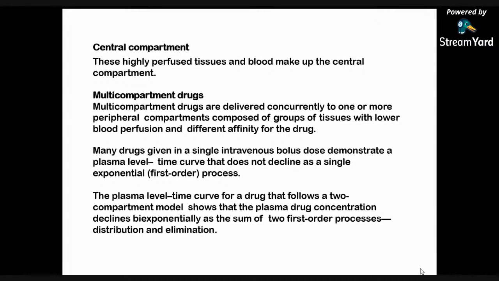The plasma level time curve for a drug that follows a two compartmental model shows that the plasma drug concentration declines biexponentially as the sum of two first order processes, distribution and elimination. So the multi-compartment characteristics of a drug are best understood by giving it as an IV bolus and observing the manner in which the plasma concentration declines with time. So we can predict by using this central compartment and multi-compartment statements.